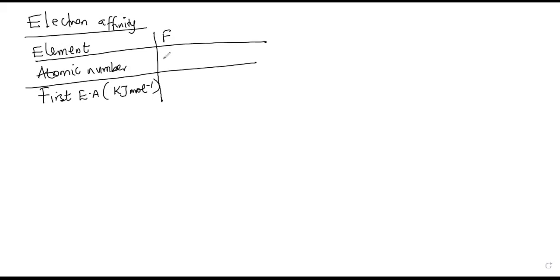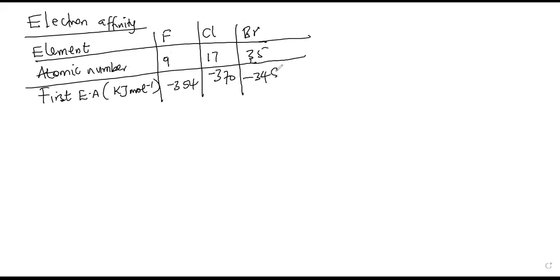Fluorine, atomic number 9, value -354. Chlorine, 17, -370. Bromine, 35, -348. Finally, iodine, 53, -320. All of them are negative.